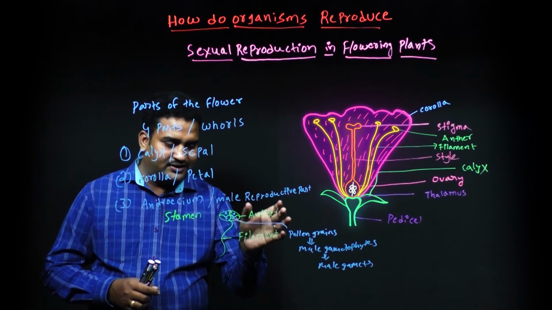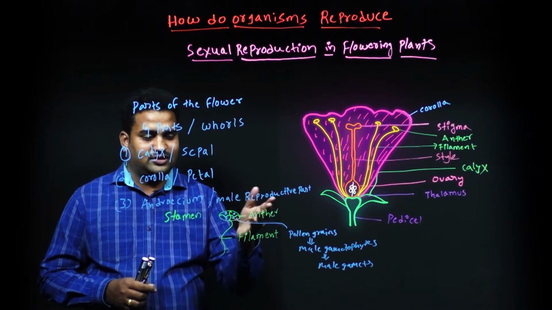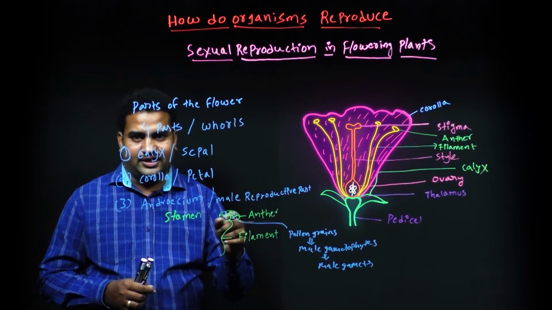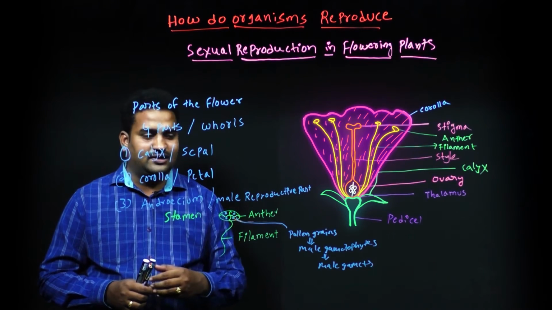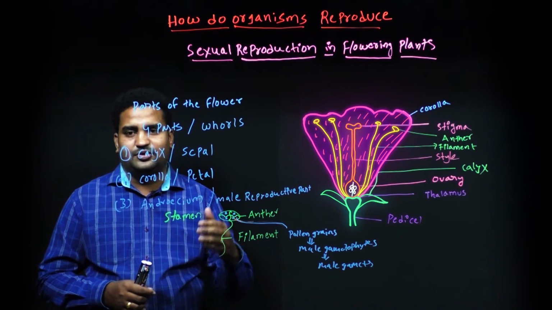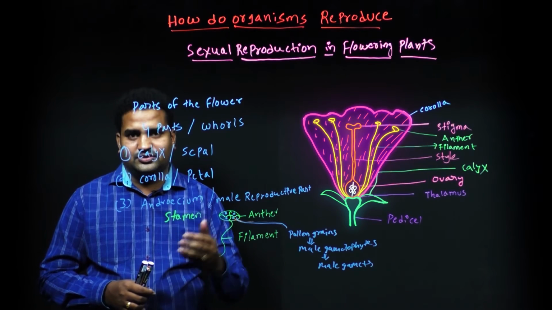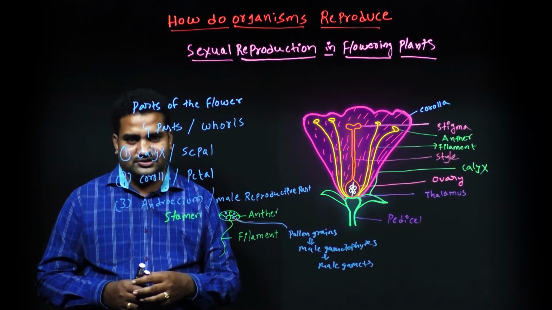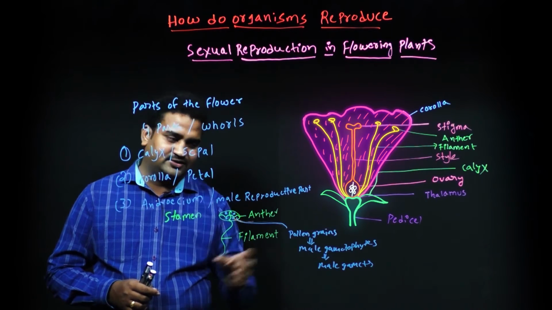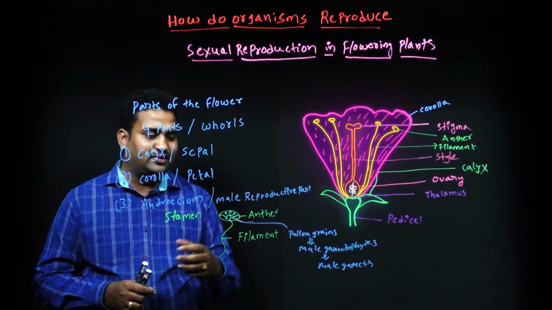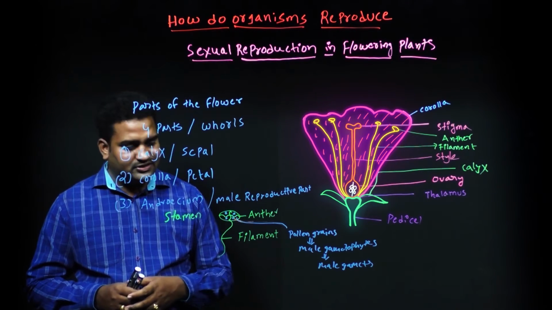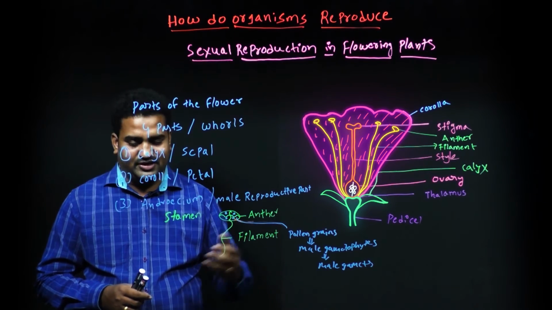Now the anther contains two lobes. That's why anther is called bilobed. In each lobe there is a theca. That's why anther is called dithecous, and each theca of the anther contains sporogenous tissue. That sporogenous tissue undergoes meiosis. Through meiosis, it will produce the pollen grains. These pollen grains are referred to as male gametophytes. These male gametophytes release male gametes.